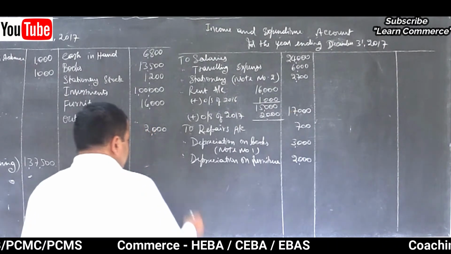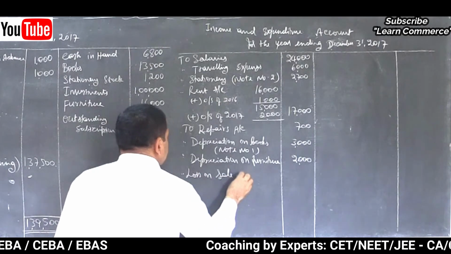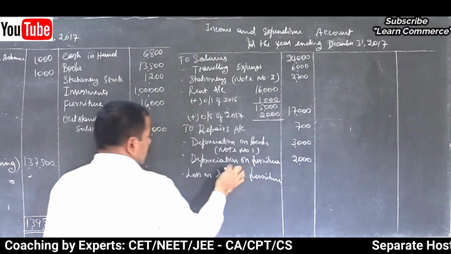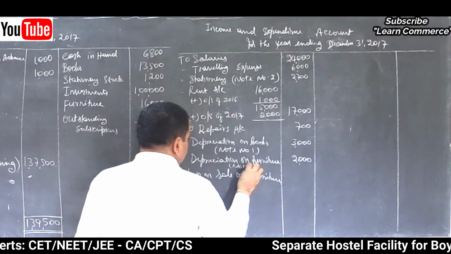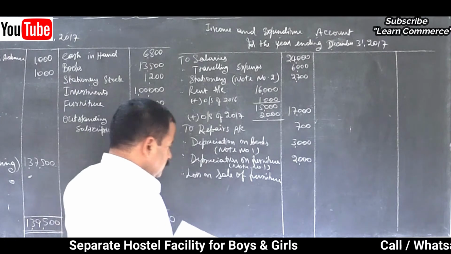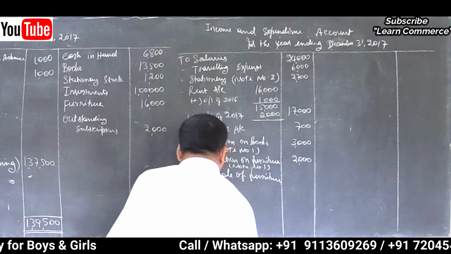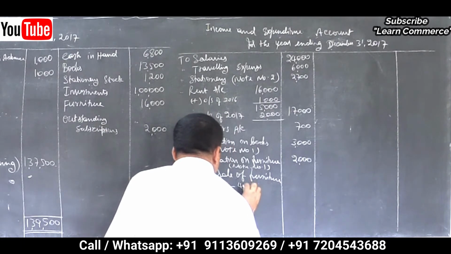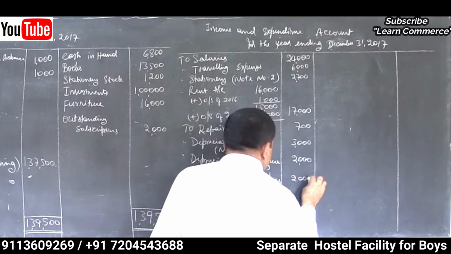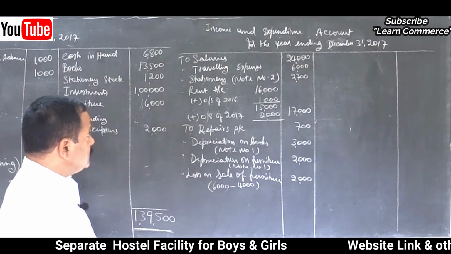Then loss on sale of furniture. Here also depreciation on furniture, note number 1. Then loss on sale of furniture, just show the calculation. 6,000 minus 4,000, 2,000, right? Yes, that's all. No other expenses.